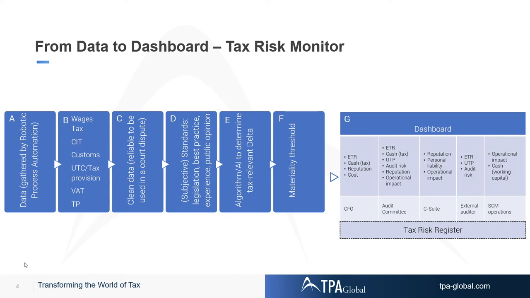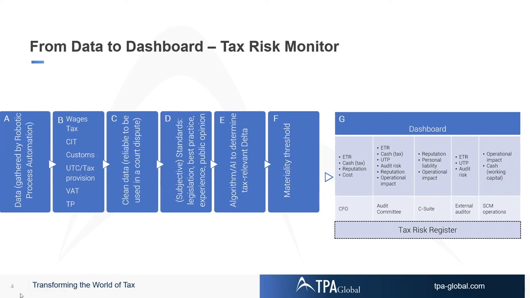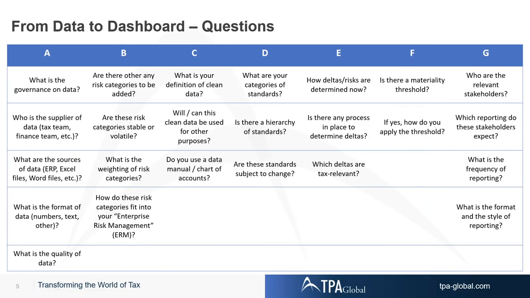Then what Mary and I did is, for A up to and including G, we added all sorts of questions, which is on the next slide. So if you talk to your clients, the client wants to know, okay, do you have a dashboard for tax risk management? You say, okay, this is the dashboard, but really we want you to answer the following questions. On A, what is the governance on data? Who is the supplier of data, and so on. So you have different questions you can raise with your clients about data and data analytics and data treatment, the data management, whatever phrase you call it, to get to the heart of the matter. How good is the quality of the data for the purpose of paying tax? That's in essence what this whole process is about.